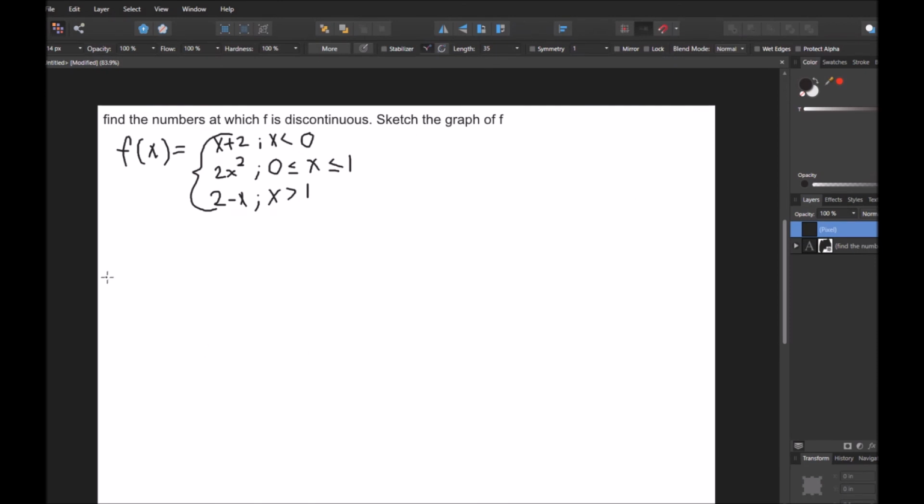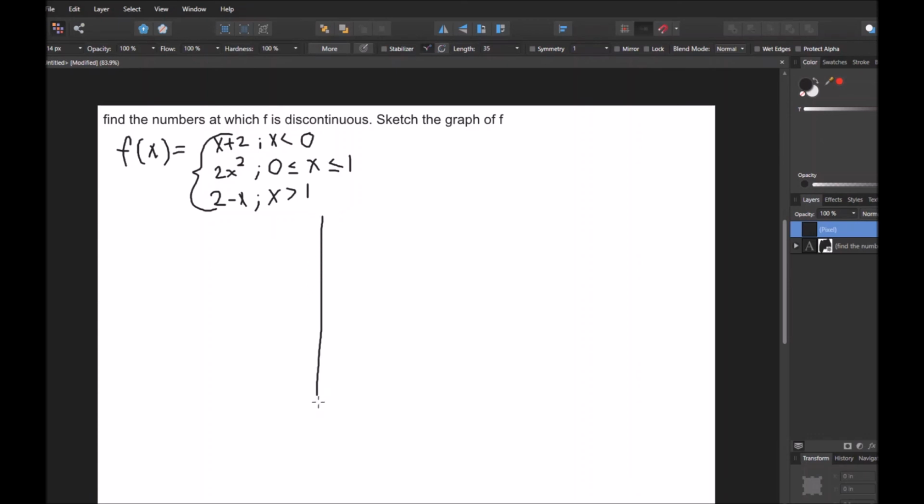So in this next question, we're once again asked to find the numbers at which f is discontinuous and sketch the graph of f. The function we're given this time is also piecewise defined, but it's defined differently now. It's defined as x plus 2 when x is less than 0, 2x squared when x is greater than or equal to 0 and less than or equal to 1, and it's defined as 2 minus x when x is greater than 1.